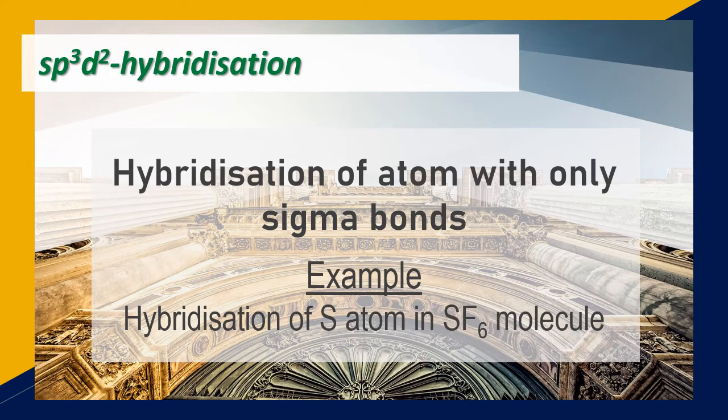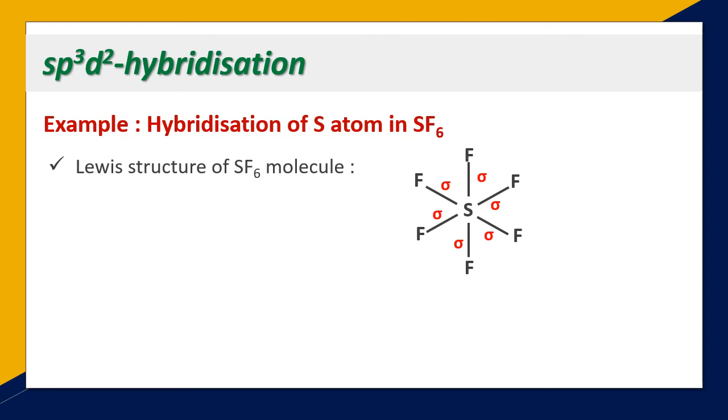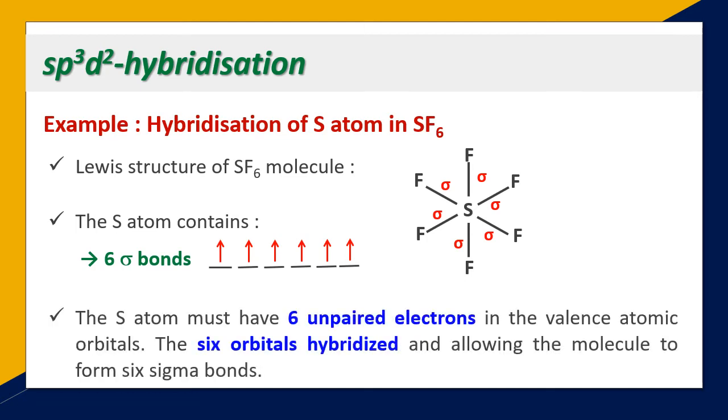Now, let's discuss the hybridization of the sulfur atom in the sulfur hexafluoride molecule. To determine the hybridization of the sulfur atom in a molecule, first we need to draw the Lewis structure of the molecule. From the Lewis structure, we can see the sulfur atom contains 6 sigma bonds. The sulfur atom must have 6 unpaired electrons in the valence atomic orbitals. The 6 orbitals hybridize, allowing the molecule to form 6 sigma bonds.